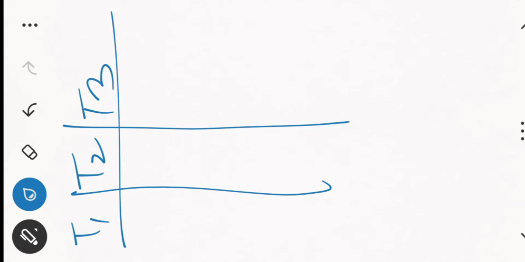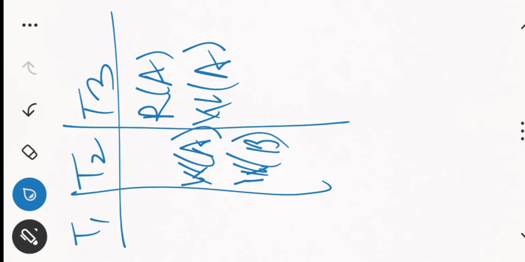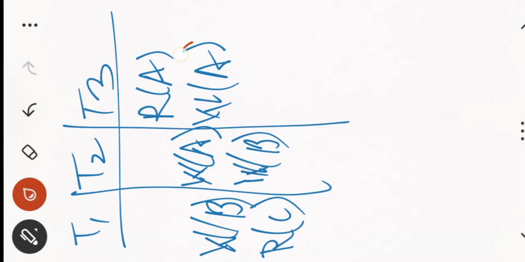I'll start from here. Suppose this transaction T1 is reading a data element A and writing a data element A. This particular transaction T2 is writing a data element A, and here I am writing data element B also, and here I am reading the data element B, and I am reading data element C. So you can see here there will be a deadlock. How? Because this data item A is currently held by transaction T3, but T2 is waiting for it.